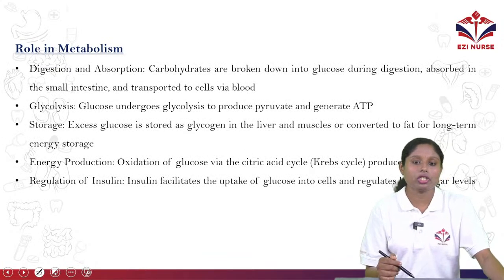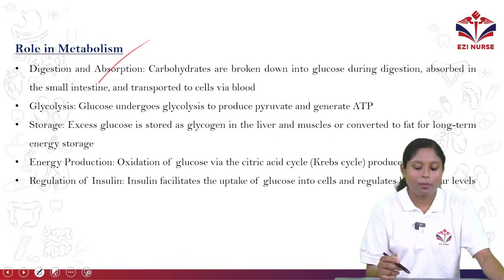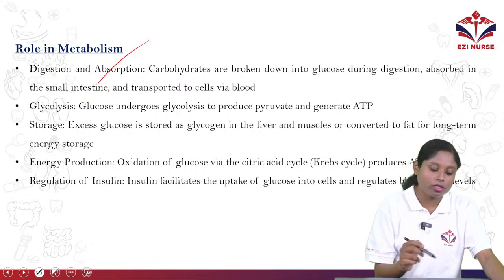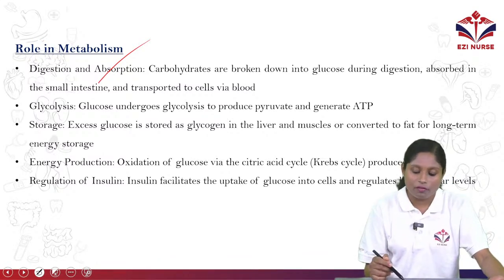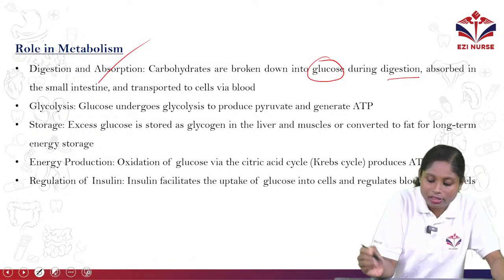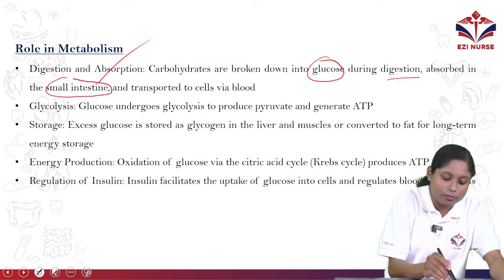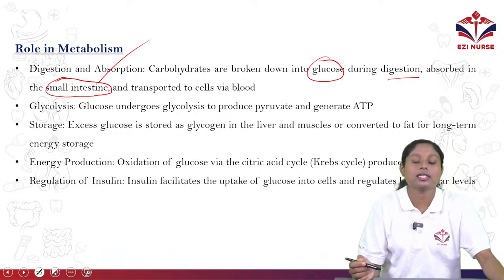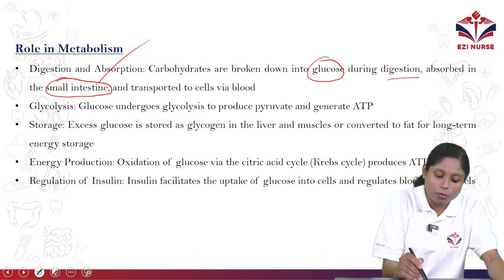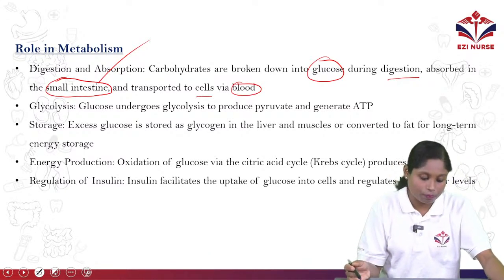Coming to the role in metabolism. So, carbohydrates' role in metabolism, digestion and absorption. Carbohydrates are broken down into glucose during digestion, absorbed in the small intestine and transported to cells via blood. So, here it is broken down into glucose during digestion. So, in the stomach digestion time, it will become glucose. So, absorbed in the small intestine. So, where is it absorbed? It is absorbed in the small intestine and is transported to cells via blood. So, this is the digestion and absorption.